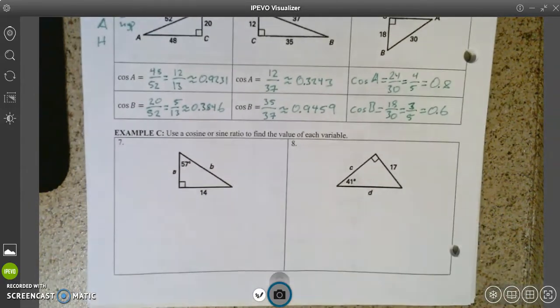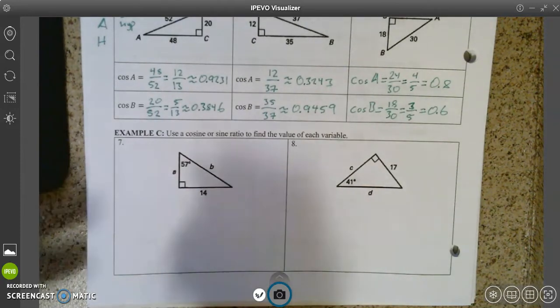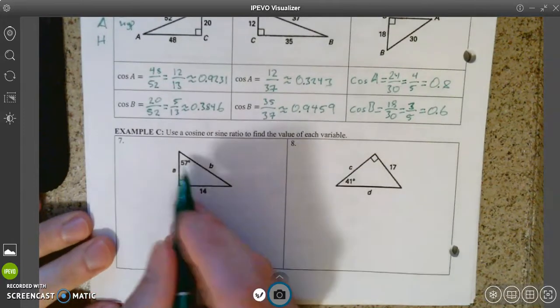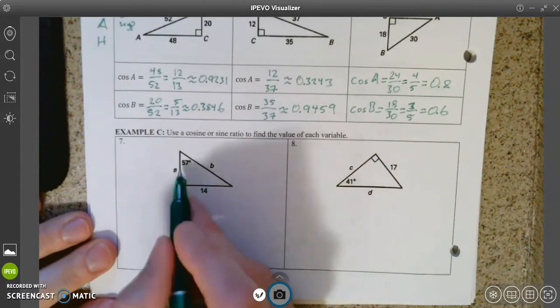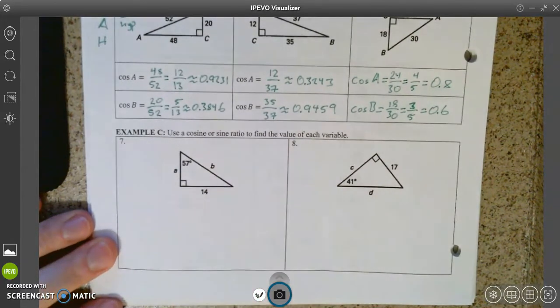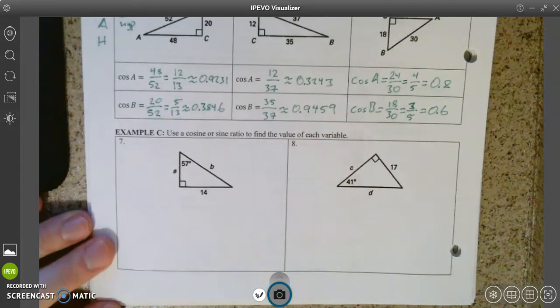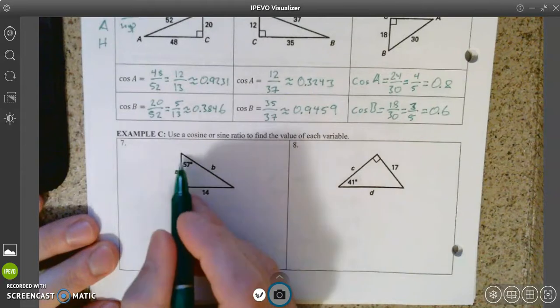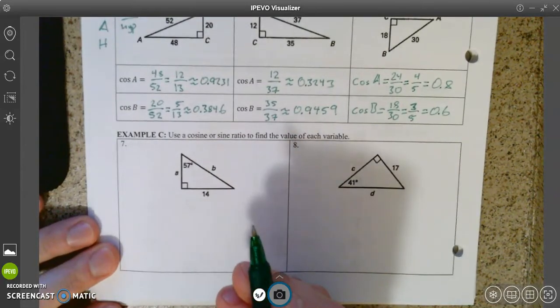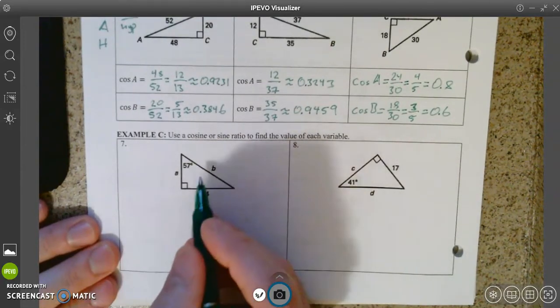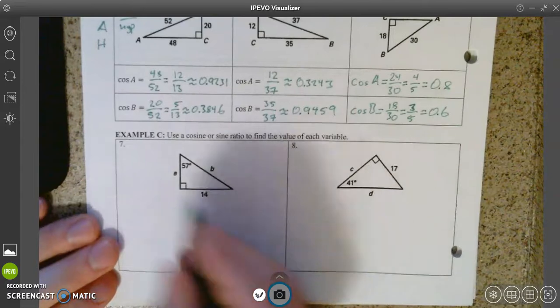It says use the cosine or sine ratio to find the value of each variable. So for this one, we're actually given angle measurements. So we're going to have to use some relationship to find the value of A and the value of B. You can't use something that has both variables in it. So I'm going to purposely pick the wrong one first to show you how you don't obtain an answer. If you've got both the variables, it doesn't work.